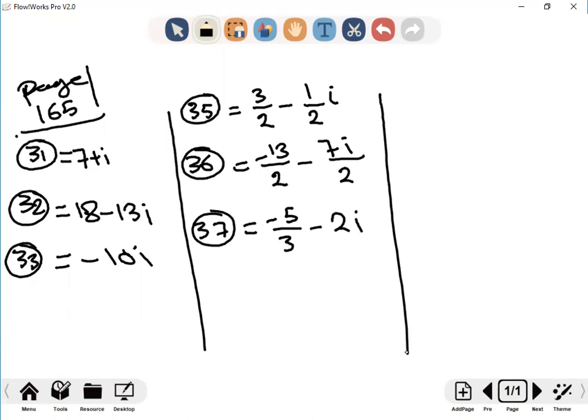Okay, we closed this chapter. Now, any questions about these exercises or the complex numbers in general before I continue? Yeah.